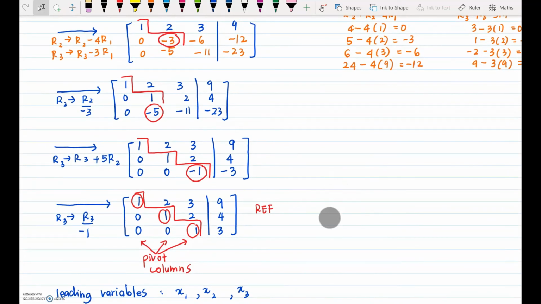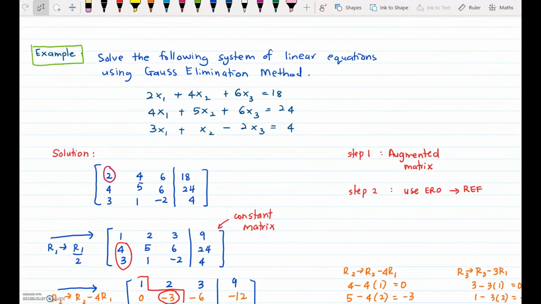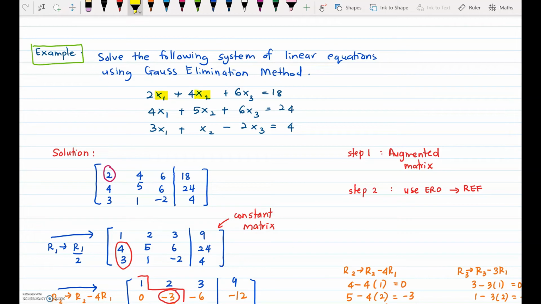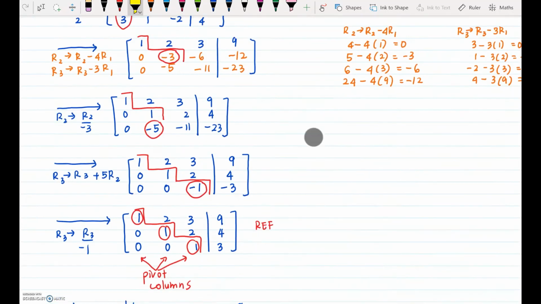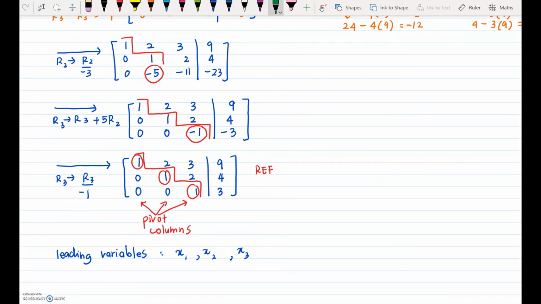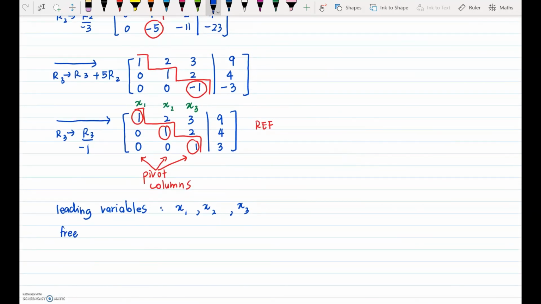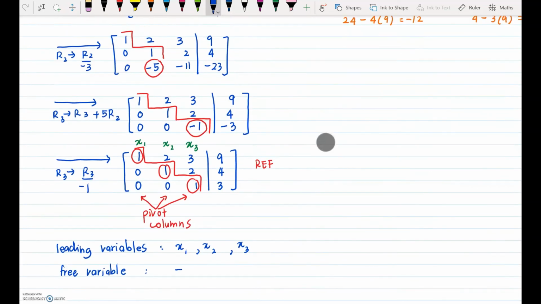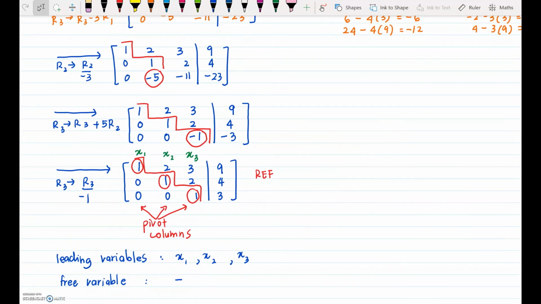Your leading variables will be x1, x2 and x3. Please make sure you use the same variables as given in your question. So the first column represents your x1, the second column is x2 and the third column is your x3. Okay, how about the free variable? Since you don't have any non-pivot column, we say that there are no free variables. Alright, now let's continue with our back substitution.